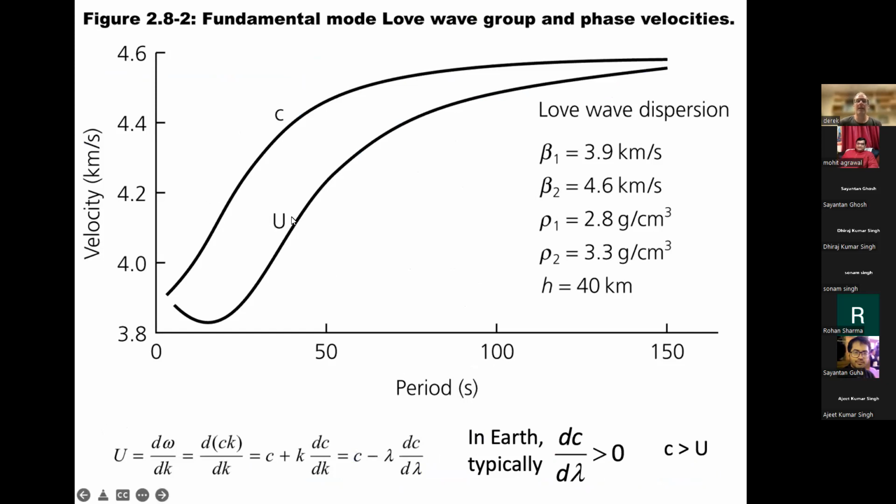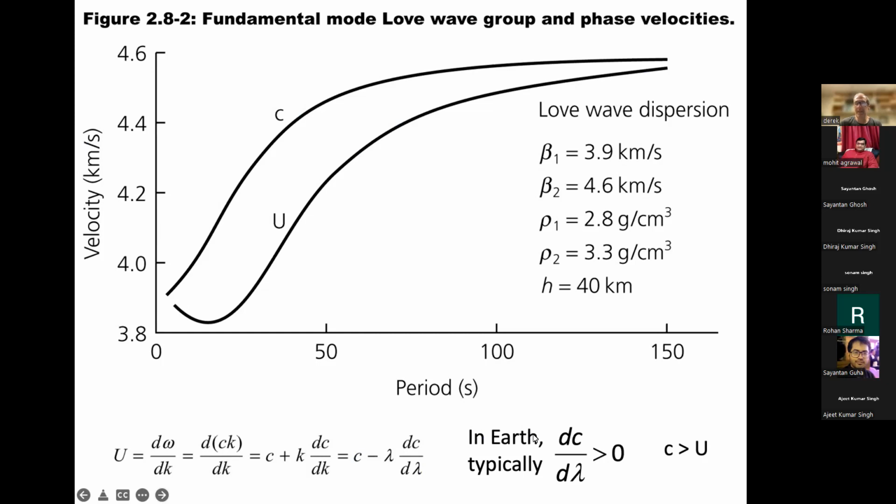So we can look at the group and phase velocities of Love waves. This is for a case with a 40-kilometer thick layer over a half space. The density of the half space is 3.3 grams per cubic centimeter. The density of the layer is 2.8 grams per cubic centimeter. The velocity in the half space is 4.6 kilometers per second, and the velocity in the layer is 3.9 kilometers per second. So the group velocity here is less than the phase velocity.